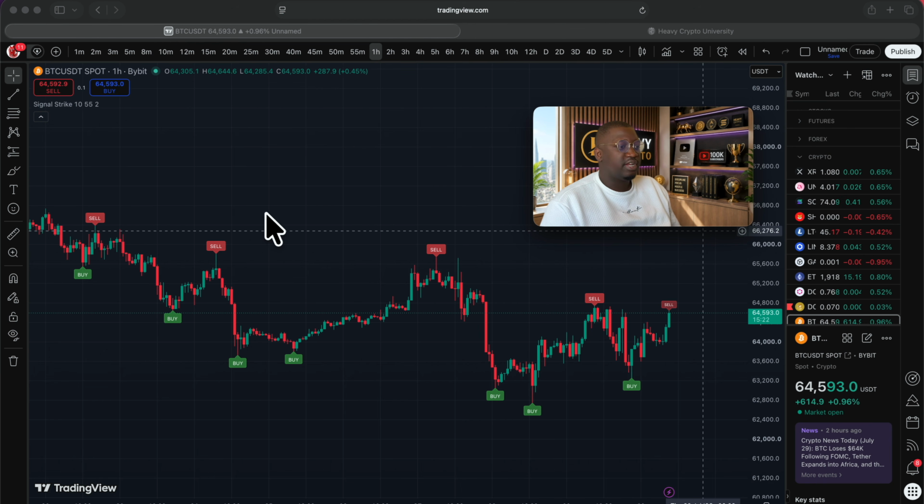Of course, this is an indicator that gives you buy and sell signals. As you can see, you get buy and sell signals every time. And this indicator is good for spot trading or even futures trading or derivative trading.